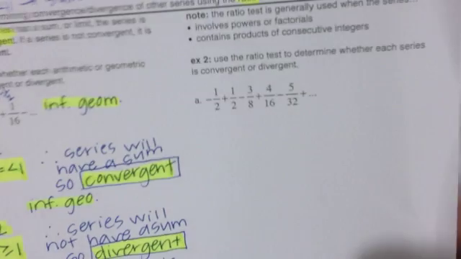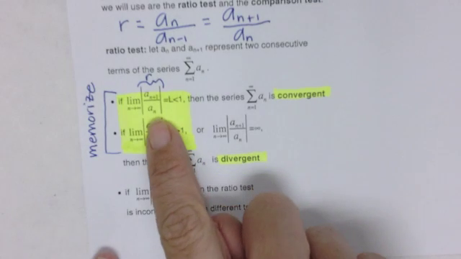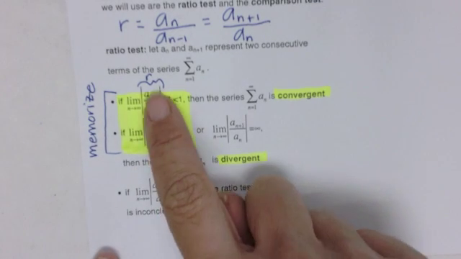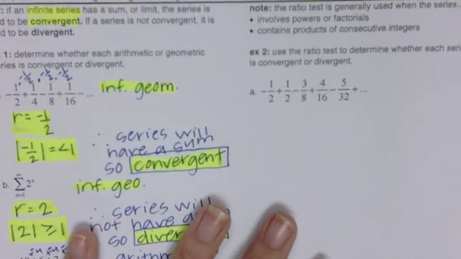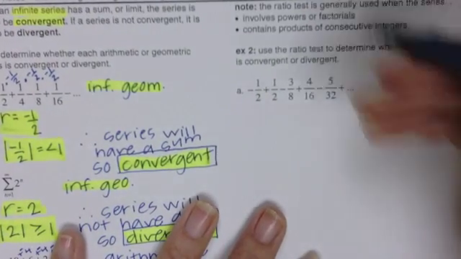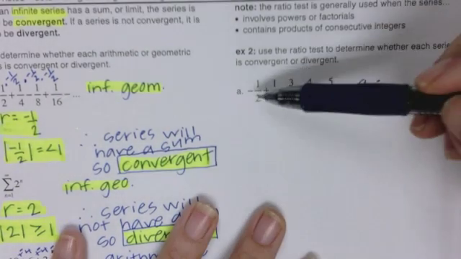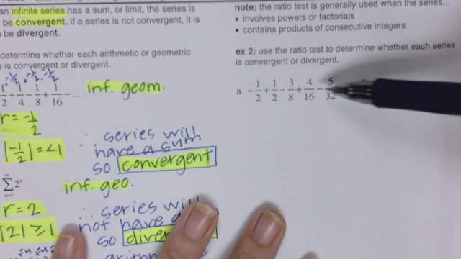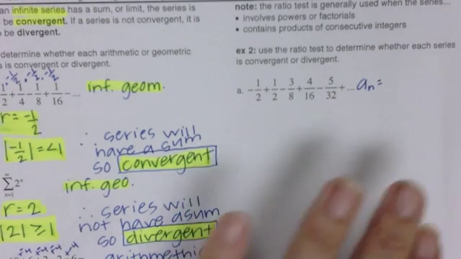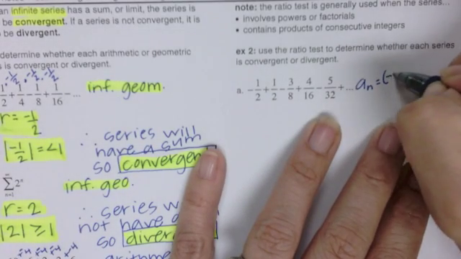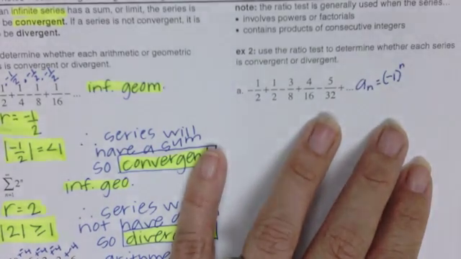Okay? So example 2 says use the ratio test to determine whether each series is convergent or divergent. In order to do this, we need to know what a sub n is and a sub n plus 1. So always start with a sub n, it's just easier to do. So if I do a sub n equals. Do you guys notice that this is alternating signs? And in yesterday's lesson we learned a really easy way to write alternating signs is (-1)^n. So that takes care of that.